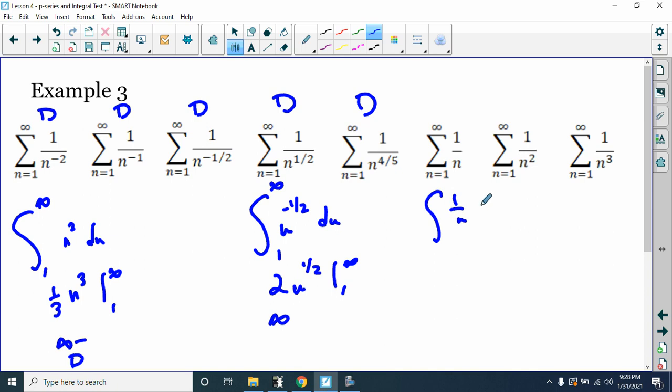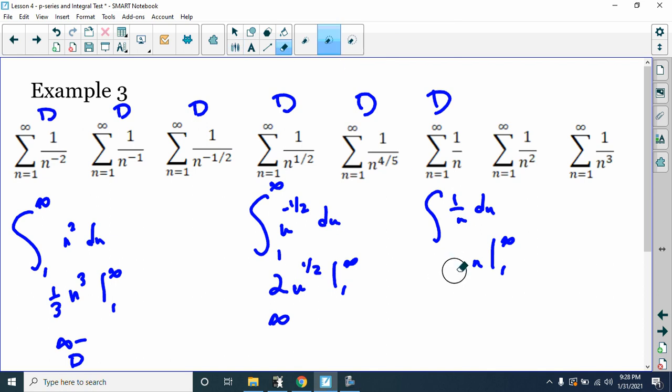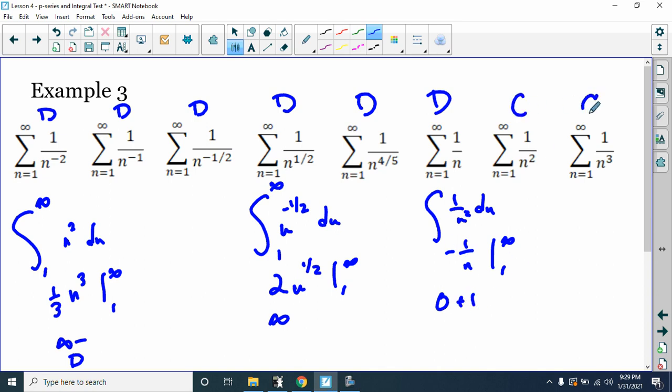Integral of 1 over n is natural log. Natural log of infinity, this one diverges. If I make this n squared though, now this is negative 1 over n. If I plug in infinity, now I get 0 minus negative 1. This one converges, this one converges.